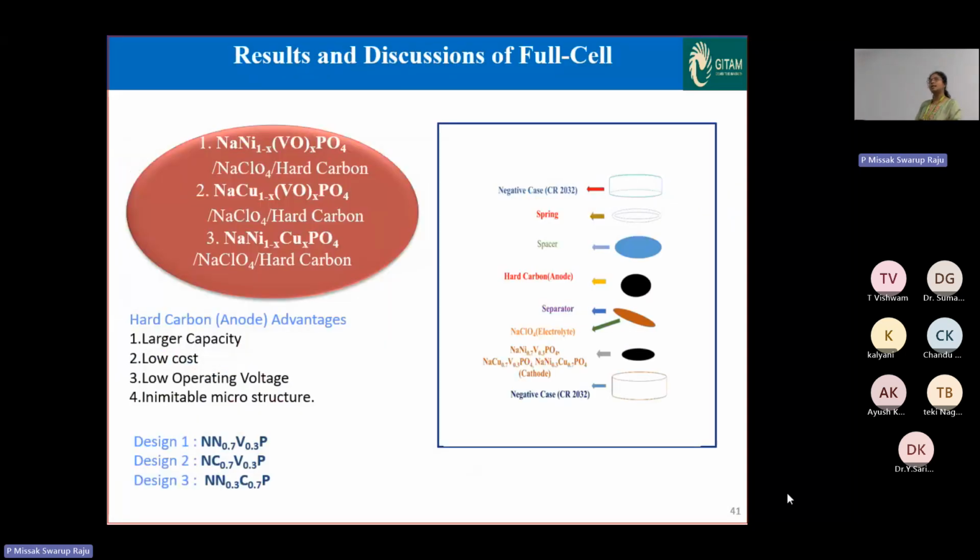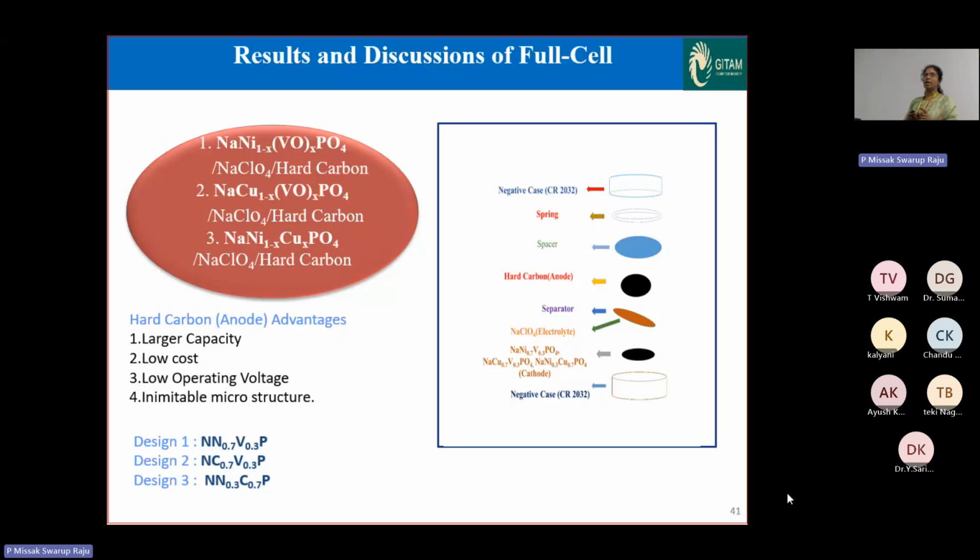So finally, this is the result and discussion of the full cell. I prepared the full cell using three cathode materials. The first cathode is sodium nickel vanadium phosphate. That is the cathode material. Sodium perchlorate is the electrolyte, and hard carbon is the anode. That is the full cell I designated as design 1.